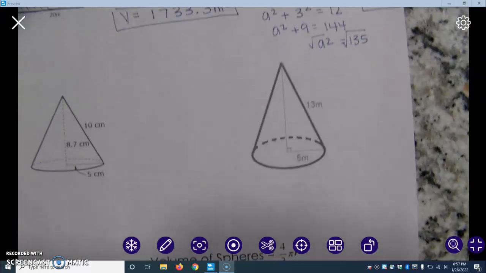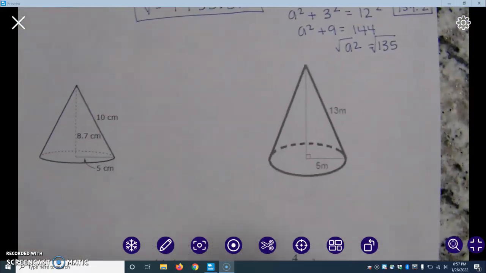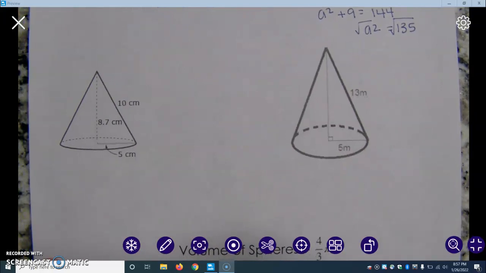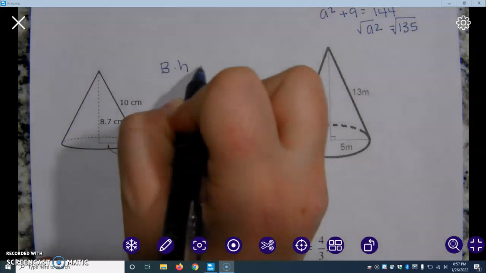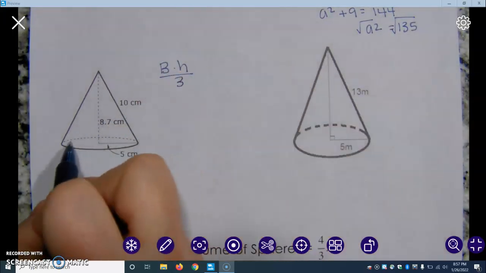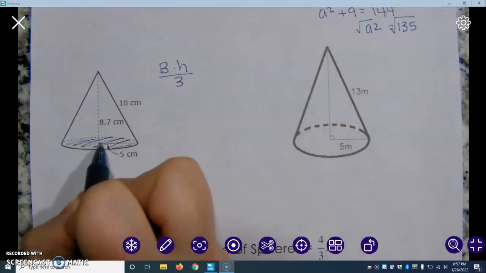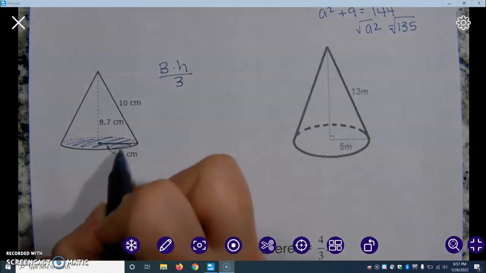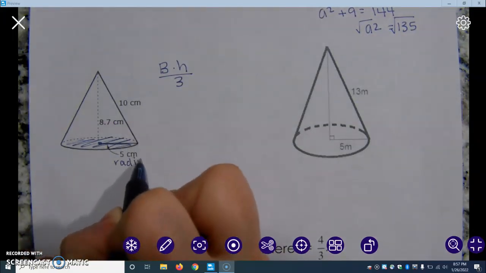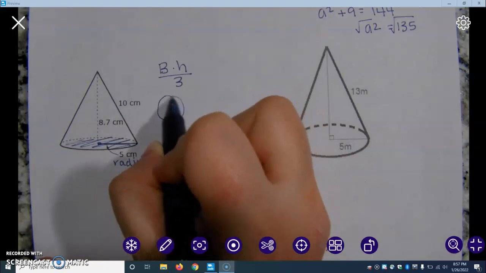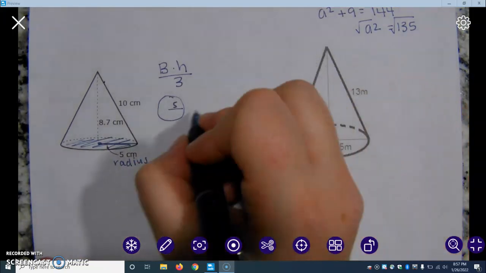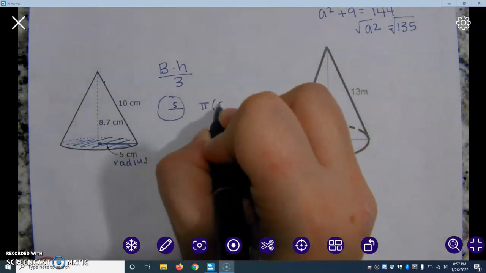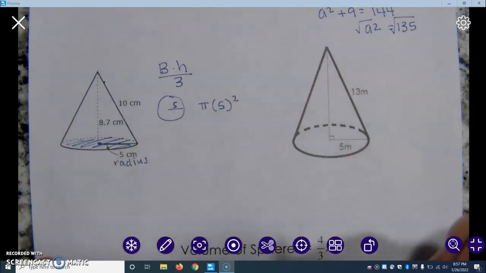All right, so cones are the same formula, same idea, we just have a circle at the bottom. So when I go to do the area of the base times the height and then divide that number by 3, my base is a circle. So they're pointing to this as the radius. So I have a circle with a radius of 5. The area of a circle is pi r squared. So pi times 5 squared.